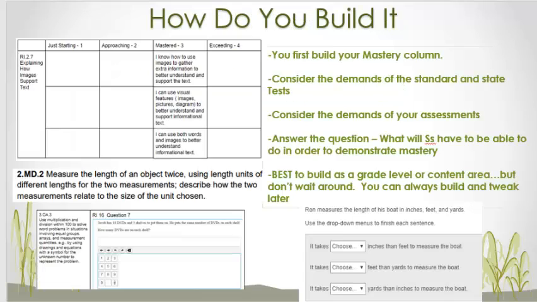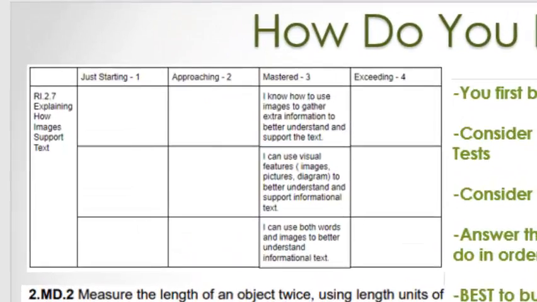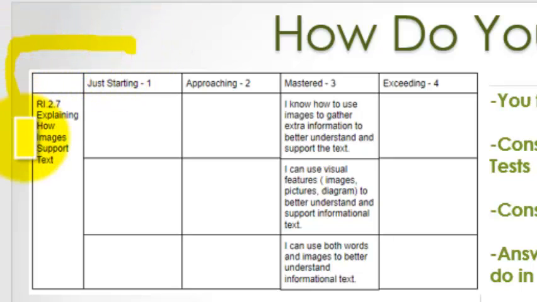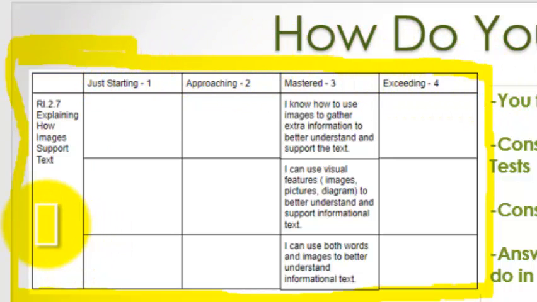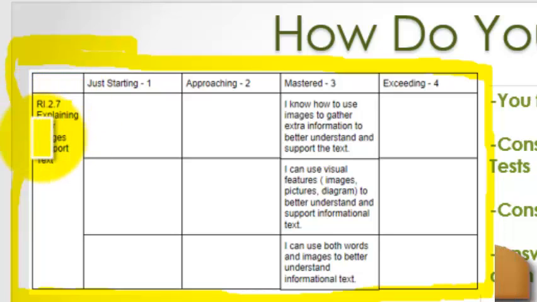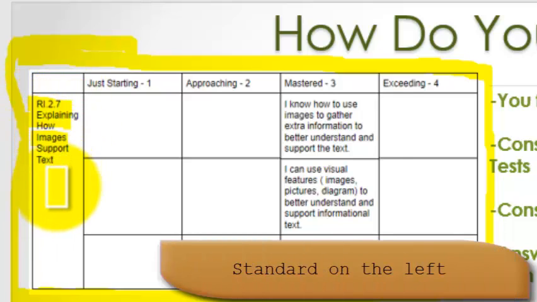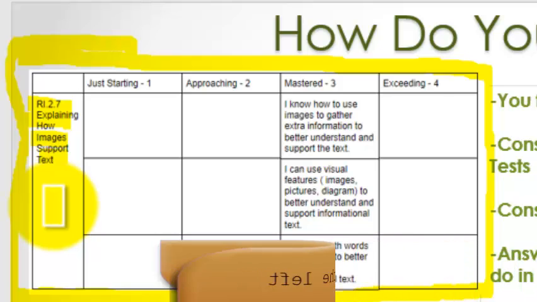Our first step is, how do you actually build one of these? How do you actually build a learner progression? Well, you first build your mastery column. So you're going to want to make sure that you design something very similar to this right here, which I'm putting inside of yellow. This is basically set up kind of like a rubric. On the left, you're going to see that I'm going to highlight right now, this is the standard over here on the left. So you can see that this one is explaining how images support text.